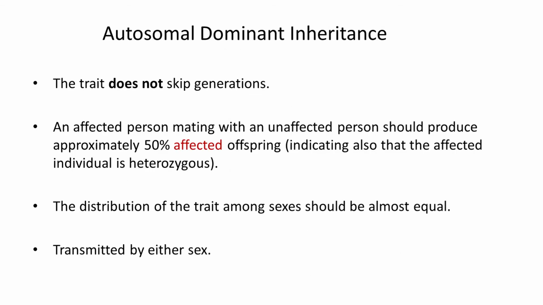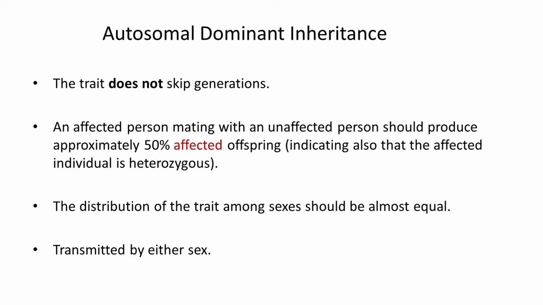Now we are going to discuss autosomal dominant inheritance. We know that we have two types of chromosomes, autosomes and sex chromosomes. Here we are talking about autosomal dominant inheritance. Here the trait does not skip generations. Always remember, in case of dominant inheritance, the trait does not skip generations.